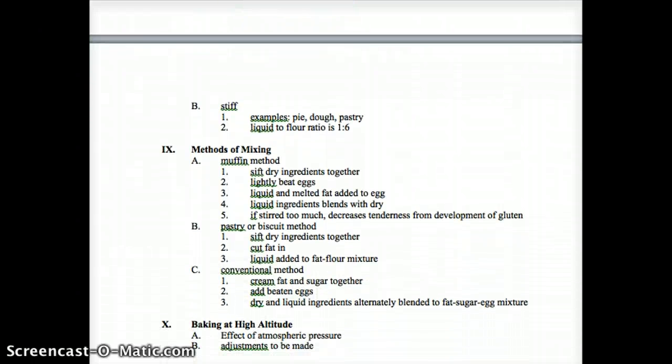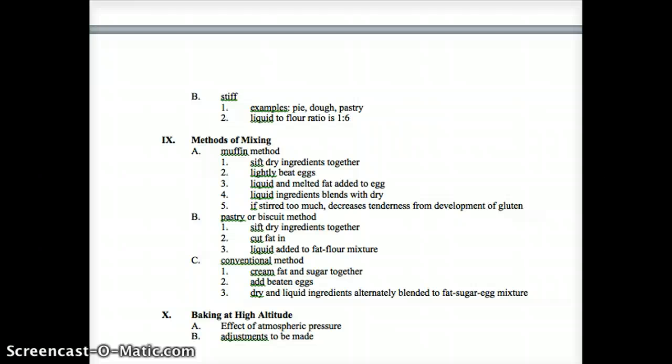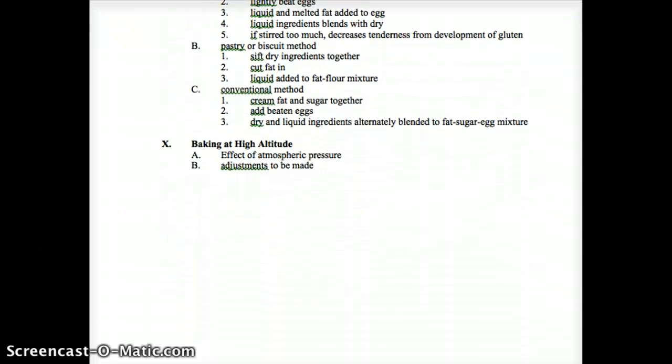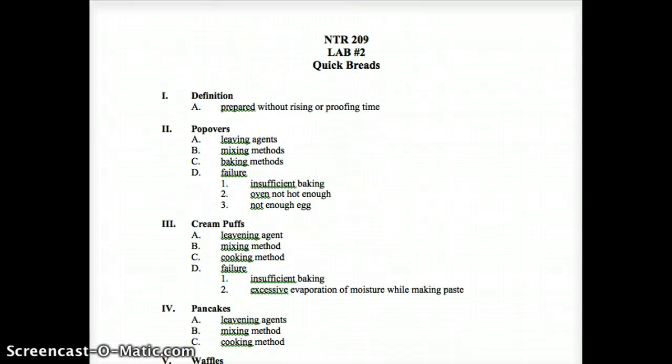Methods of mixing: this, I know, is extremely important. Methods of mixing is like muffin method. You can sift dry ingredients together, lightly beat the eggs together, liquid and melted fat added, etc. Well, you can read through this, but it's basically muffin method, pastry or biscuit method, conventional method. That gives you a pretty good idea. Baking at high altitude, basically effects of atmospheric pressure, adjustments to be made. Okay, that gives you a pretty good idea.